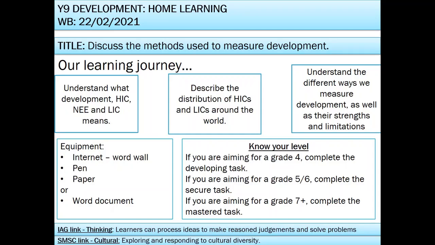Hello, Year 9, and welcome to a new term and a new topic in geography. This term, we're going to look at a topic called development, and to start off, we're going to discuss the methods used to measure development.